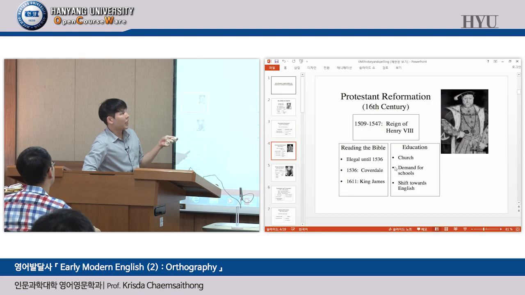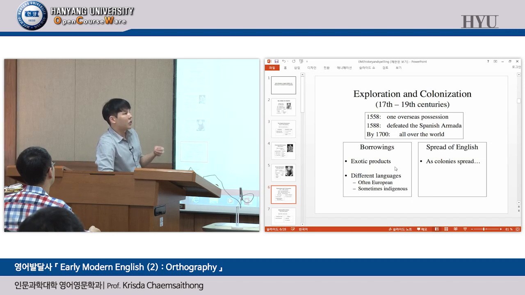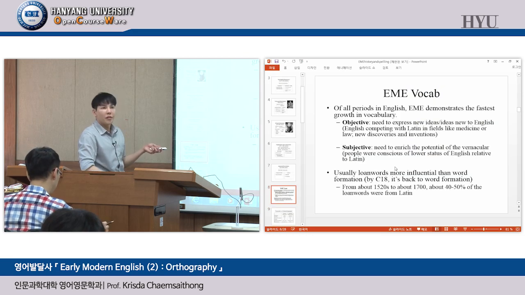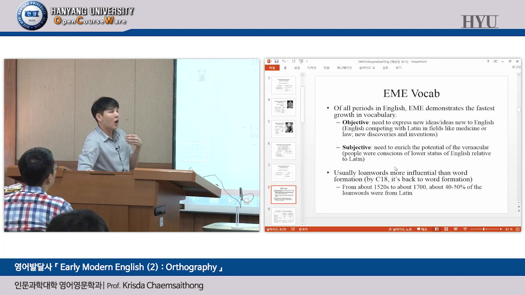And then we have the Renaissance movement, also the Reformation, nationalism, and exploration and colonization. All of these things gave rise to English as a powerful language. And we also looked at vocabulary. In this period, vocabulary is a big thing because you have an influx of Latin and Greek loan words. The Renaissance movement is a cultural movement that goes back to Latin and Greek sources in order to draw from them in terms of literature, philosophy, scientific discoveries, and so on. And so there's the objective need to borrow a lot of terms, because when you read Latin or Greek sources, they talk about things that are not available in English.